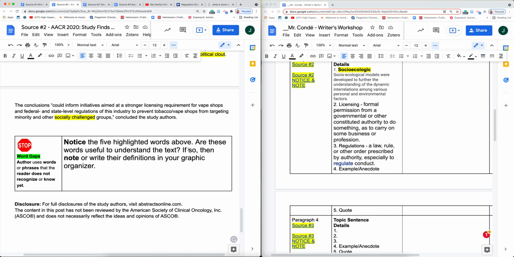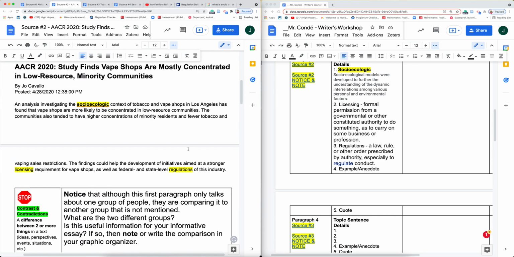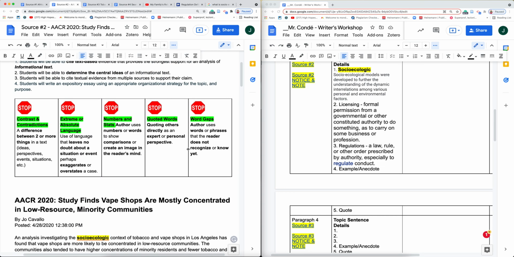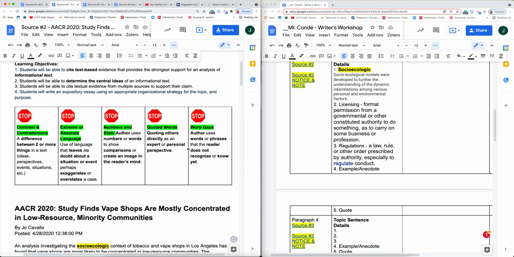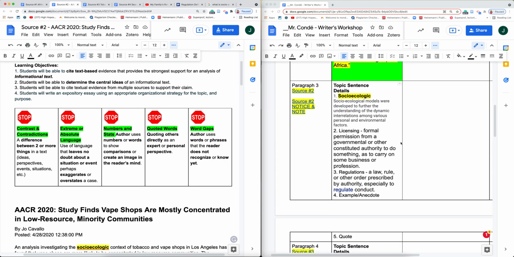So this is source number 2. Follow along with the signpost. As you can see, they've been suggested for you, but if you can think of a signpost that would fit better than the one that I'm offering, that I'm suggesting, go ahead and use it and justify it by writing the details in your graphic organizer.